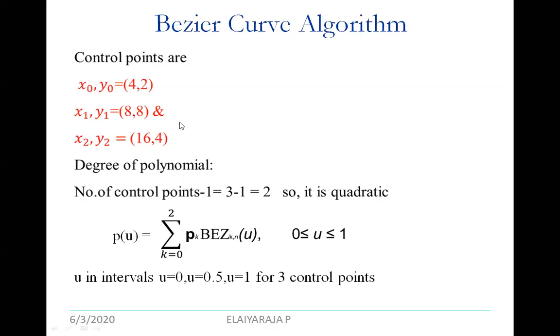So when it has 3 control points, your u intervals are u equal to 0, the middle point u equal to 0.5, then u equal to 1. As I said, u will travel from 0 to the end point 1, so the u value is designated between 0 and 1. As we have 3 control points, you choose u equal to 0 at the initial position, u equal to 0.5 at the mid position, and u equal to 1 at the terminating position, right?